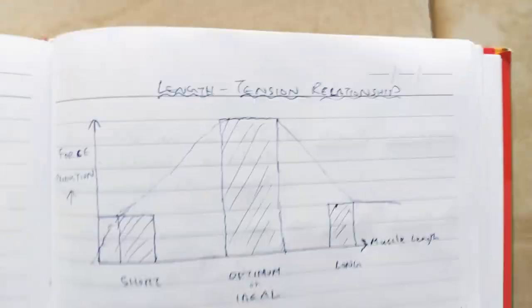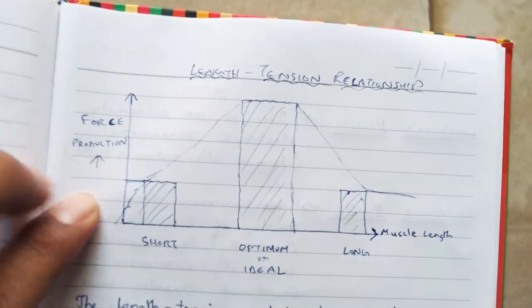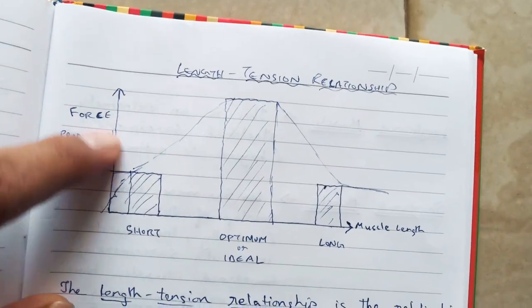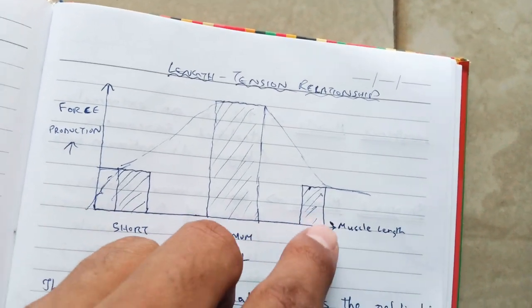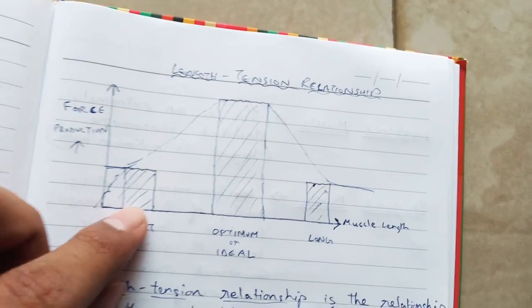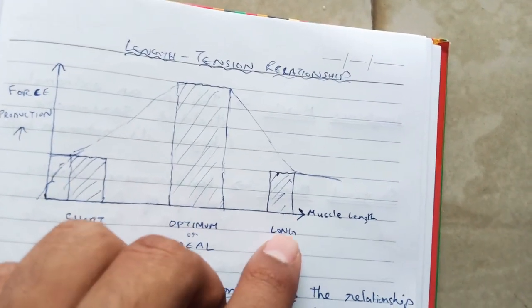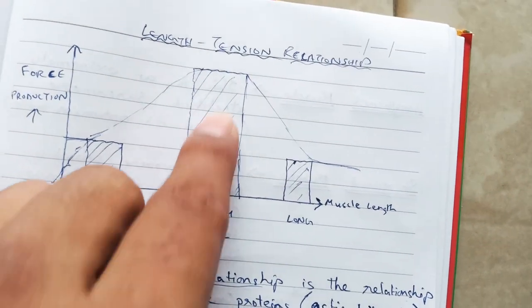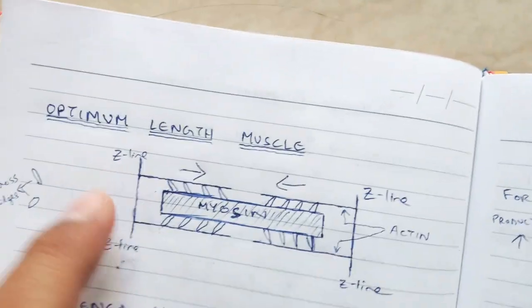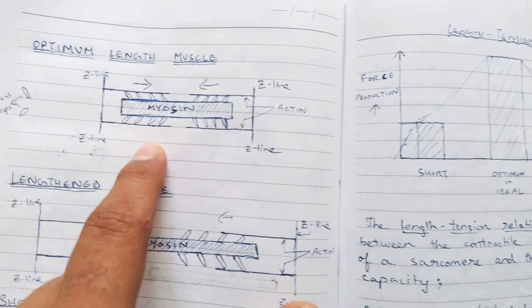Now let's take a look at the length tension relationship. So this is the graph that I have drawn. Imagine this is force production and this is muscle length. When muscle length is very short, the force production is less. When muscle length is very long, the force production is less. In its optimum or ideal length, the force production is going to be high, which is this that we saw. And we just saw the reason why this is high. So this is called the sliding filament theory.